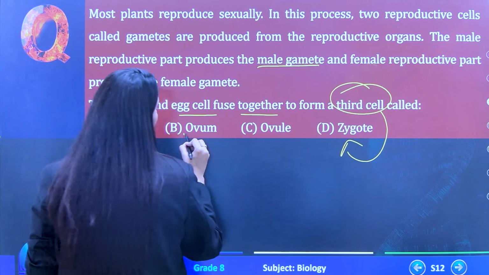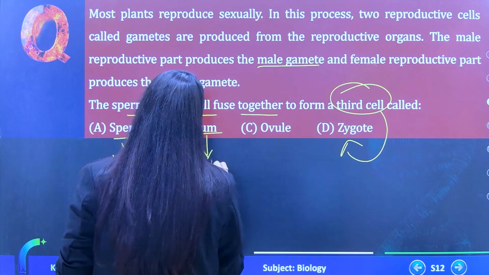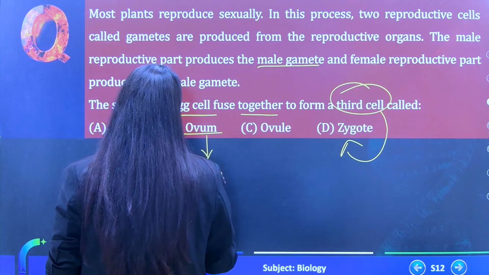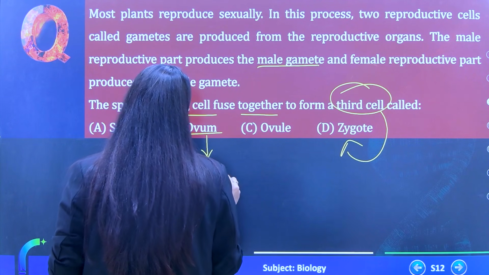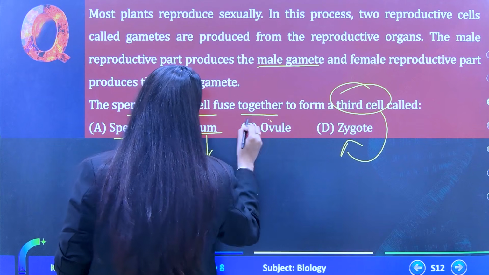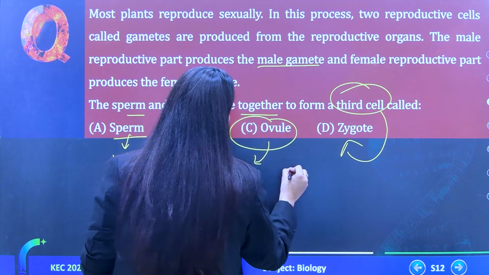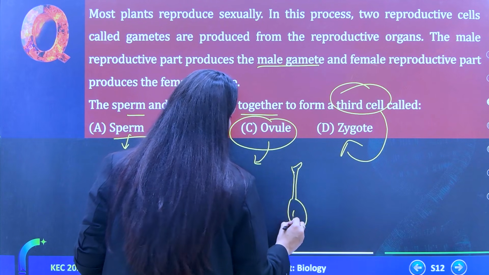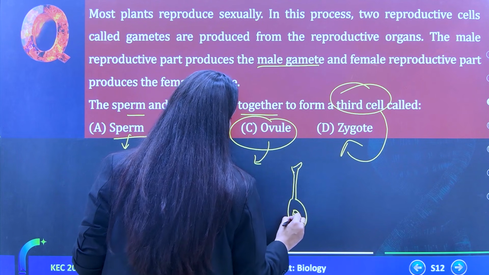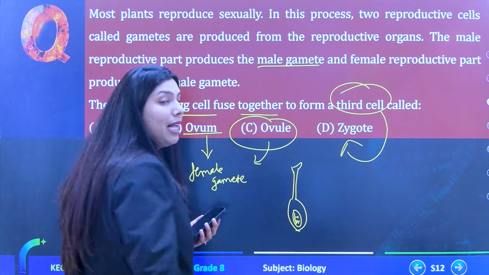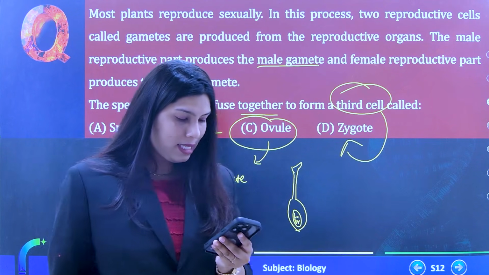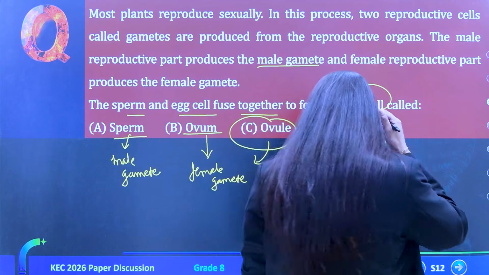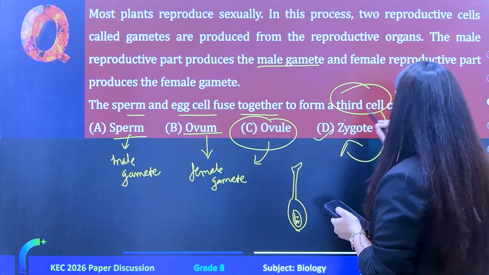Okay. Ovum. Ovum means what? The egg. Okay. So this is a female gamete. This female gamete was present in the ovule. Do you remember? This kind of a structure was there. So we had the ovary. In the ovary we had the ovule, and in the ovule we have what? The egg cell. Okay. Yes, right. The answer is zygote.